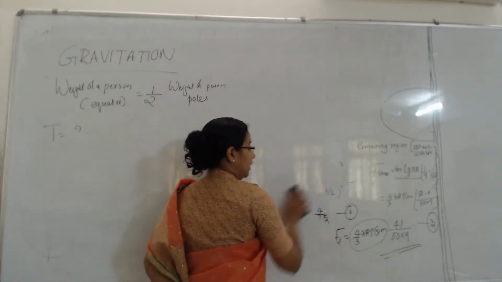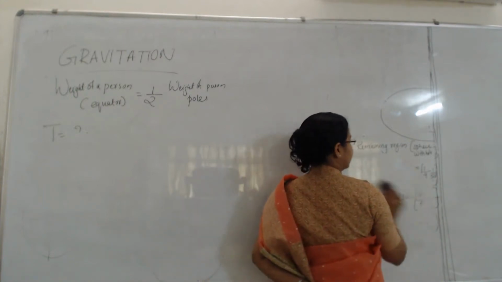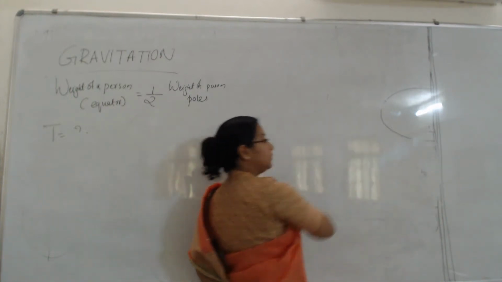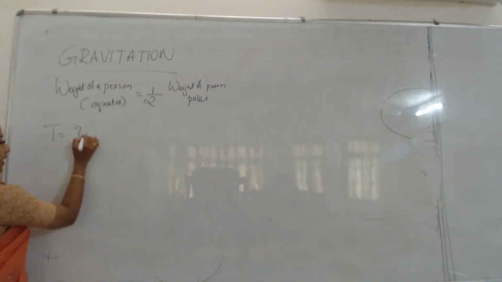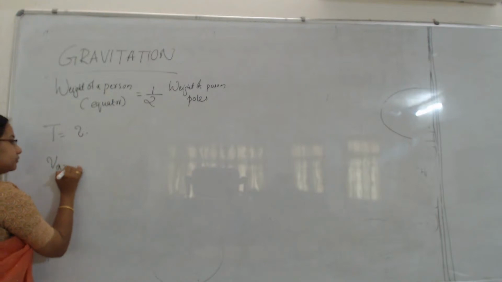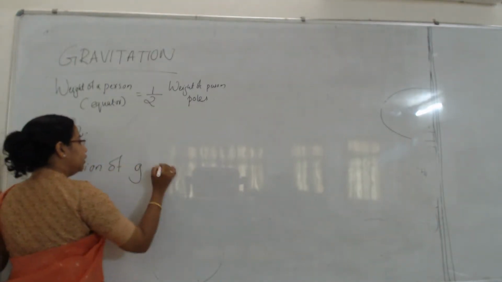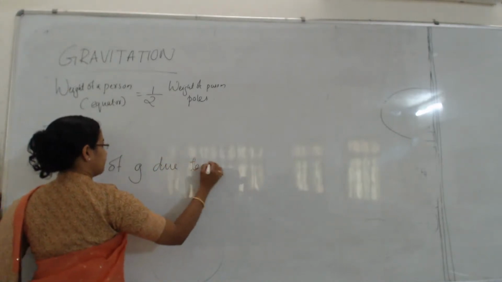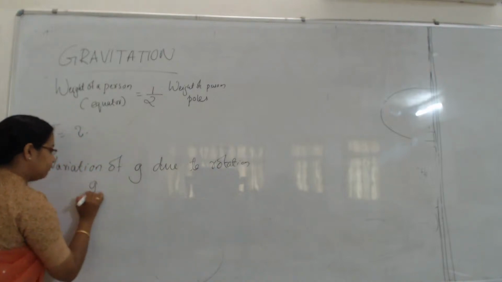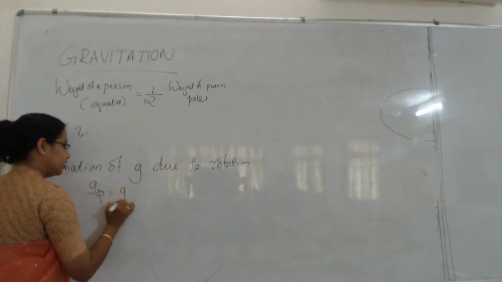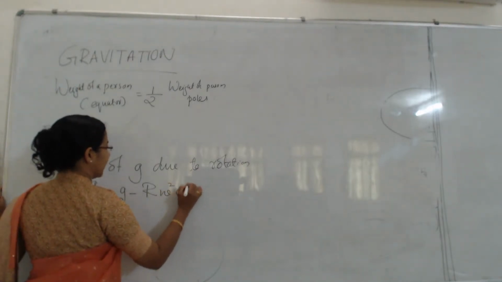I gave you the variation of gravity: acceleration due to gravity due to height, due to depth and due to rotation. Due to rotation, you should remember the variation of g. Variation of g due to rotation, we can write as g phi is equal to g minus R omega square cos square phi.